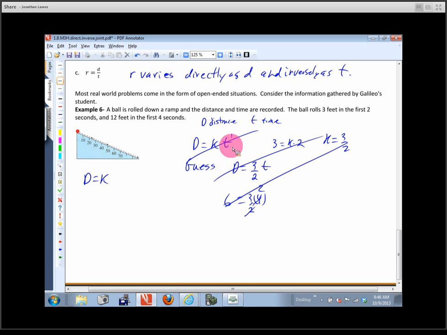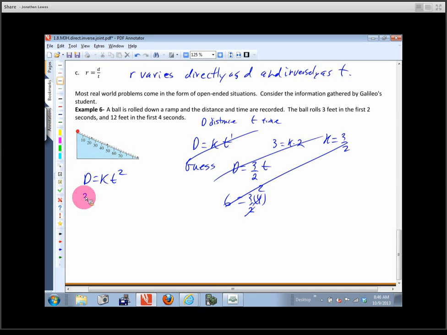Let's use a 2, okay? So let's do d equals kt squared, directly proportional to the square of the time. So let's see what it would be here. Let's start off the same way. Let's find our constant of proportionality. Let's figure out what k would have to be.